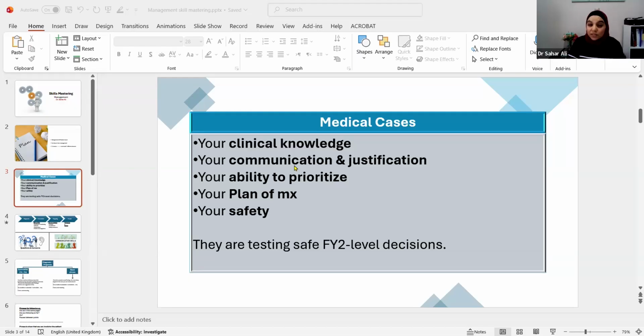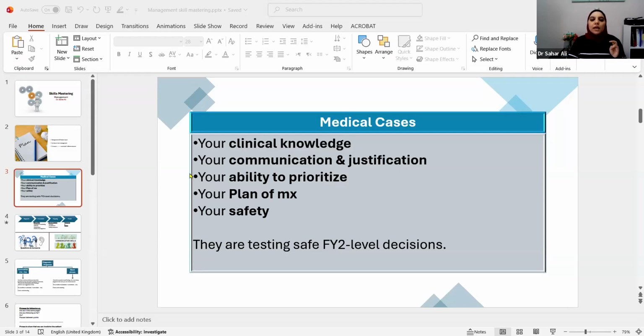Maybe this patient is not educated. Maybe they don't know anything about the condition. So how are you going to communicate this knowledge to this simple person? And your justifications as well. While you're communicating your knowledge to the patient, you have to justify things, you have to explain things more. If the patient is asking you why is that, why is this, you have to justify things to the patient. They test your ability to communicate and justify things to the patient.